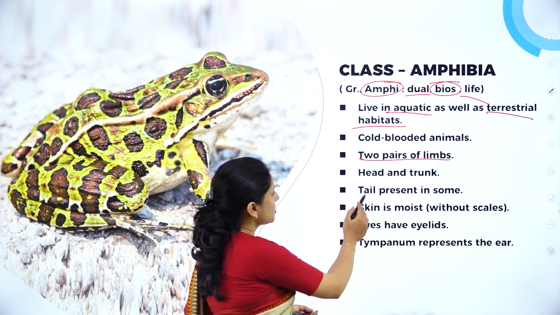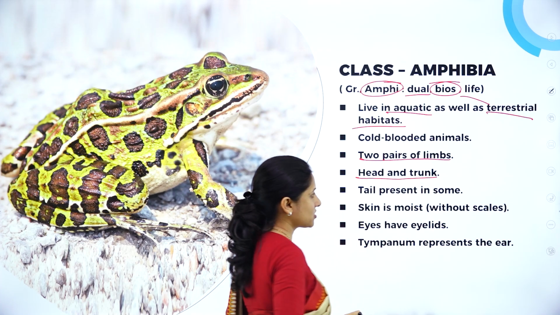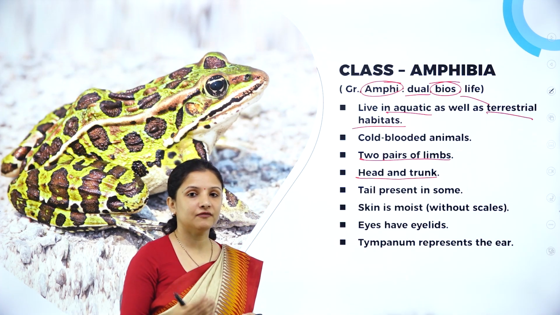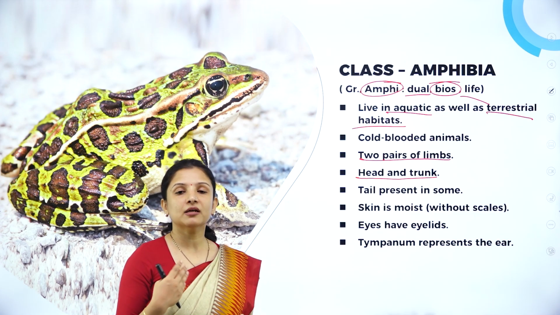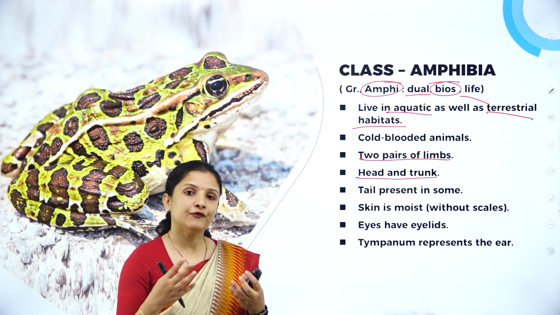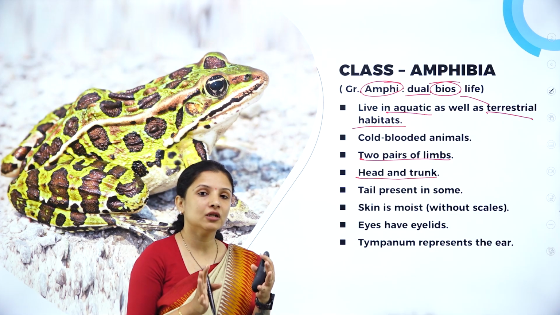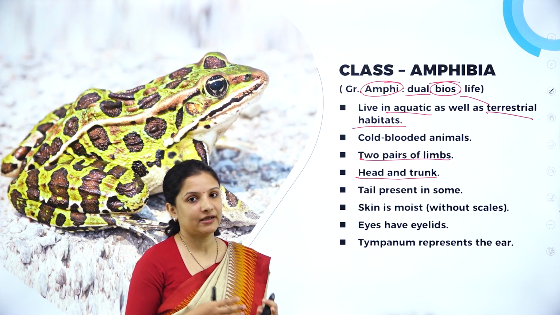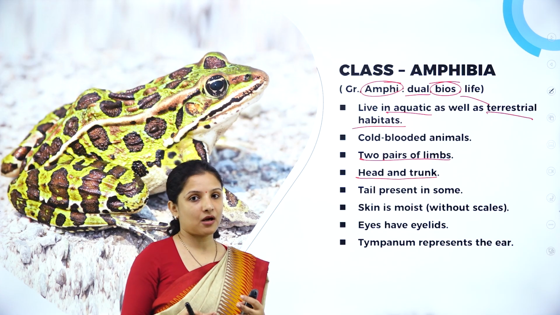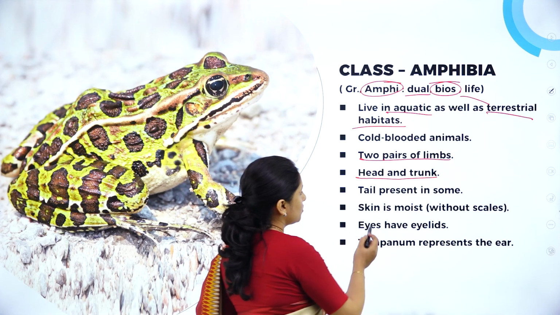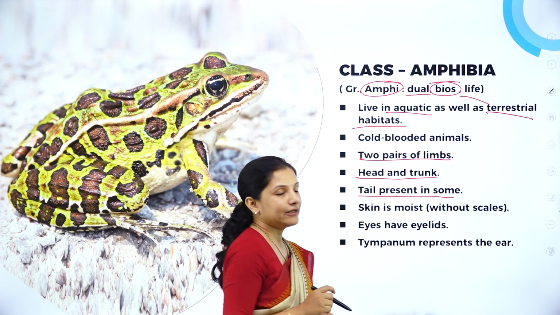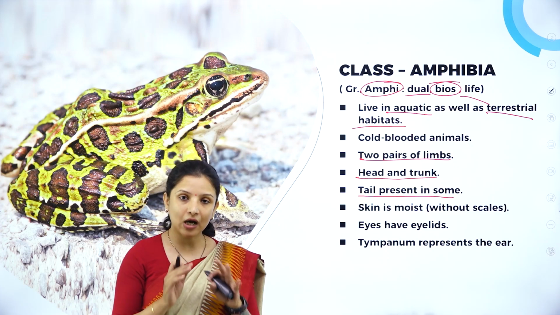The body is divided into head and trunk, and in some the body is divided into head, trunk and tail. For example, salamanders under amphibians have a tail. Frogs do not have a tail; the body is divided only into head and trunk, whereas in the salamander it is divided into head, trunk and tail. As I told you, the tail is present in some.